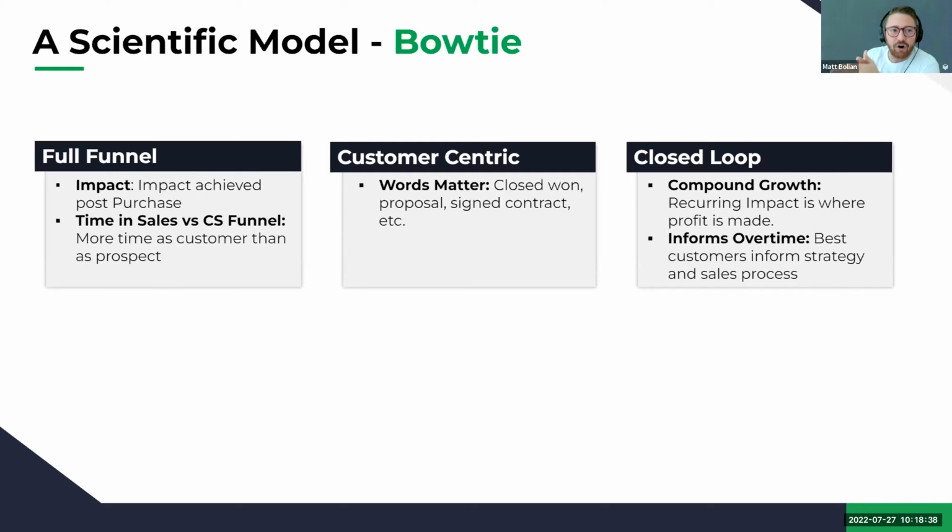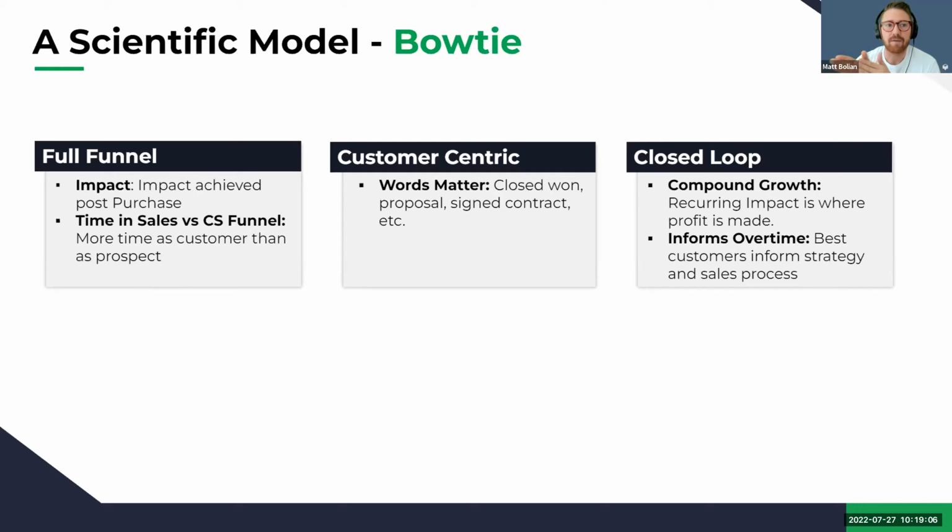Impact is the word that matters in the full funnel. I'm taking this from Winning by Design. I love this methodology and how they're talking about it. It's saying impact, so we're moving away from pain. It's talking about what impact has been achieved, and impact needs to be achieved at every point of the bow tie funnel. It is a funnel. We have a funnel. We do not have a flywheel, because you can't put a flywheel in a data model. That's why you have a funnel.